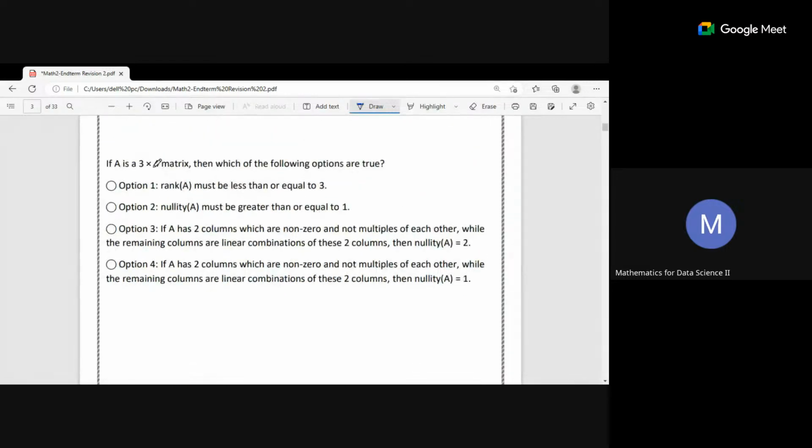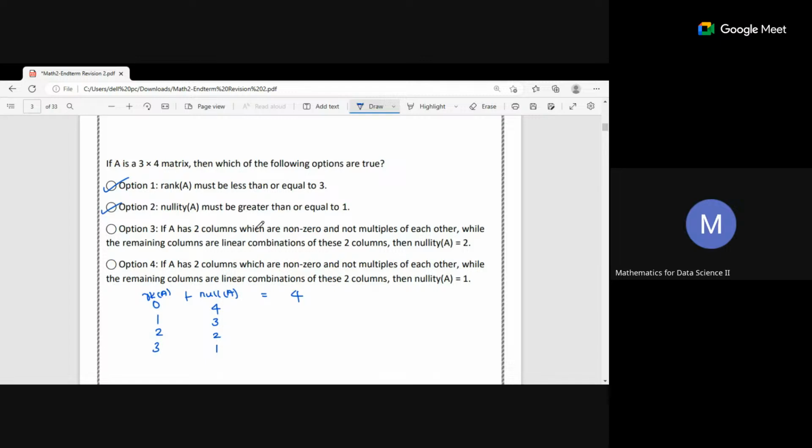If A is a 3 by 4 matrix, then which of the following options are true? Already we saw the first option is correct. So if the first option is correct, what about the nullity? Rank is less than or equal to 3, so rank can be 0, 1, 2, 3. These are the possible options for rank. So what are the possible options for nullity? You know the total number of columns is 4. So nullity can be 4, 3, 2, 1. Nullity must be greater than or equal to 1. It cannot be 0 in this case.